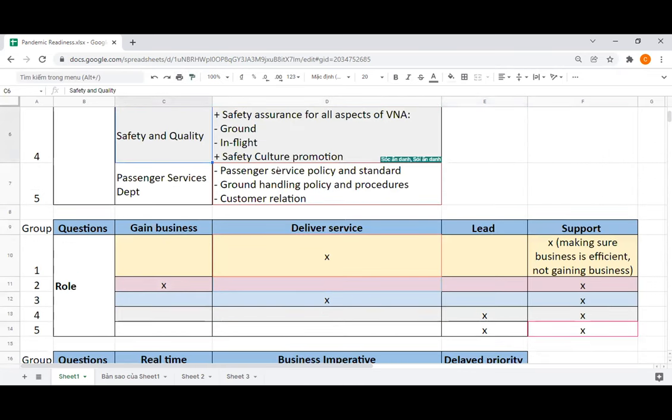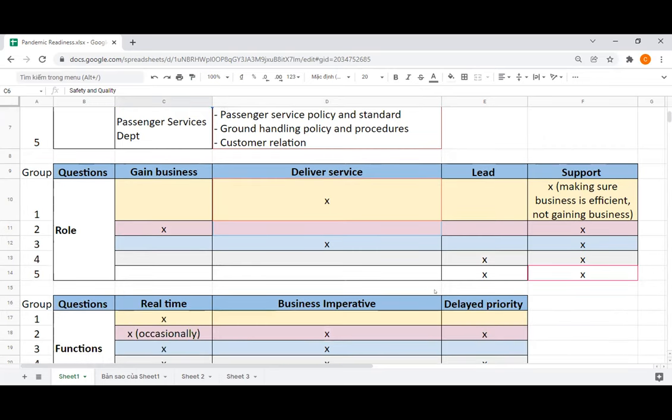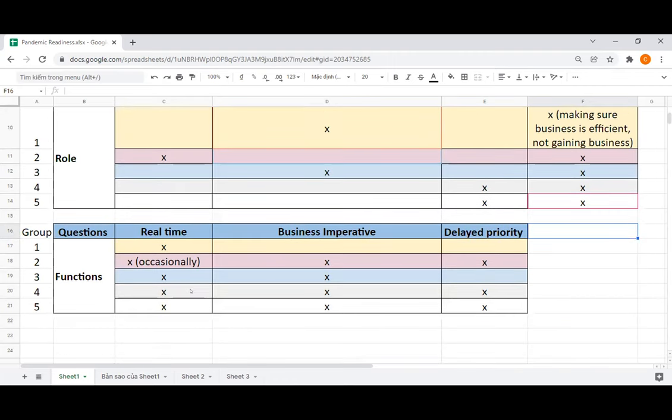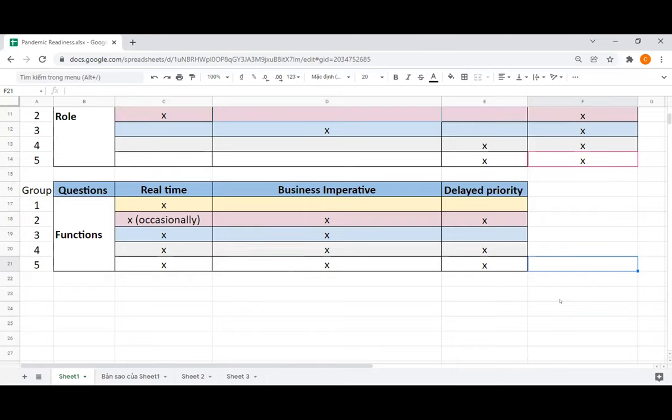And group four, safety and quality. Okay, safety assurance for all aspects of the group, ground, in-flight, and safety culture promotion. Okay, safety assurance. And there we have lead and support. That looks about right, doesn't it? Mm-hmm. And here we have all three. Okay, do you think it's a real-time function, or is it a real-time function in the case of an emergency? Yeah, just in case of emergency. Okay.